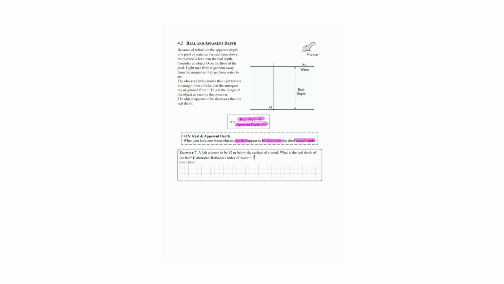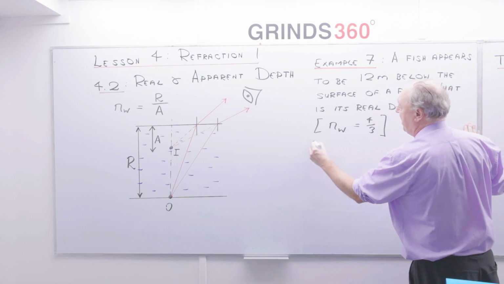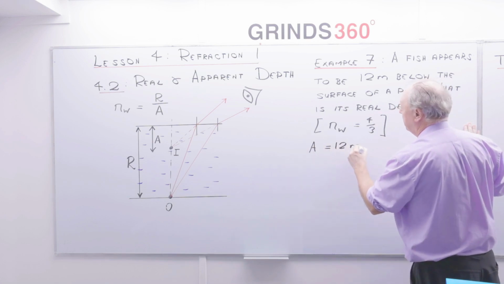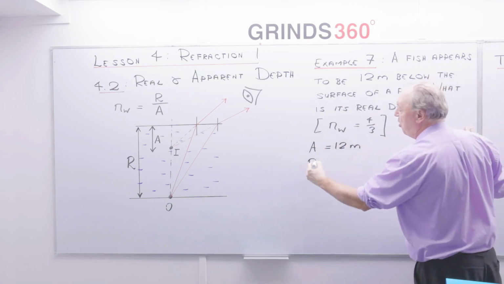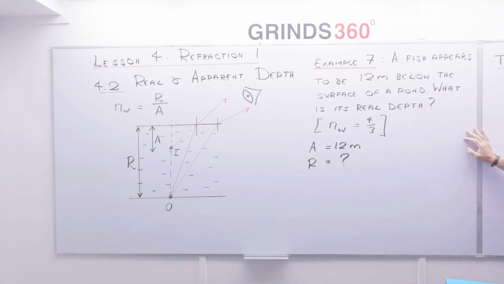The example is there. Example number 7. A fish appears to be 12 meters below the surface of a pond. That's the apparent depth. What is the real depth? We're given that the refractive index of water is 4/3. Let me have a look at this question in detail on the board. A fish appears to be 12 meters, so the apparent depth A is 12 meters, and they're asking me what is the real depth R. They've told me that the refractive index of water is 4/3.